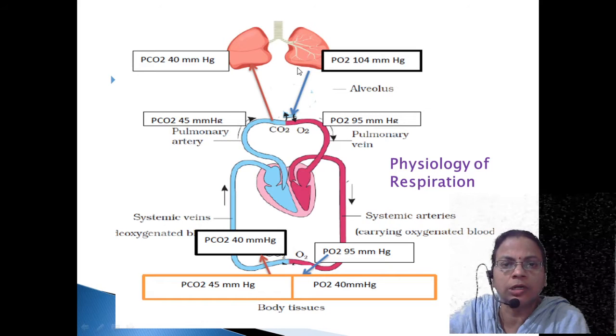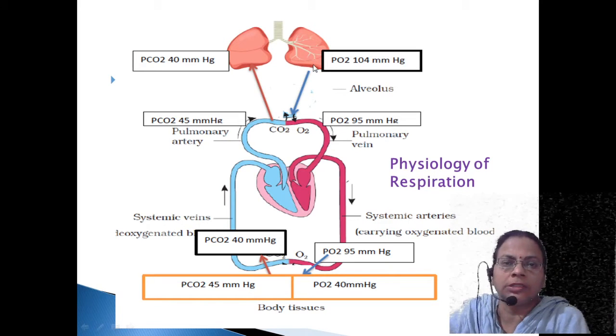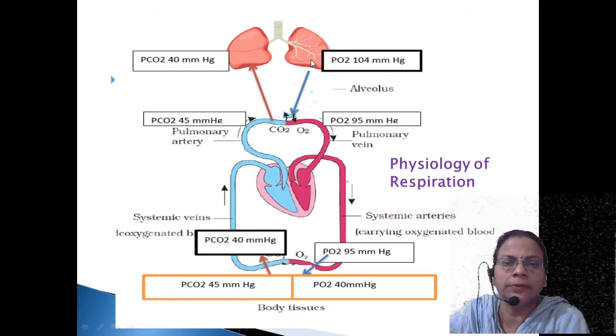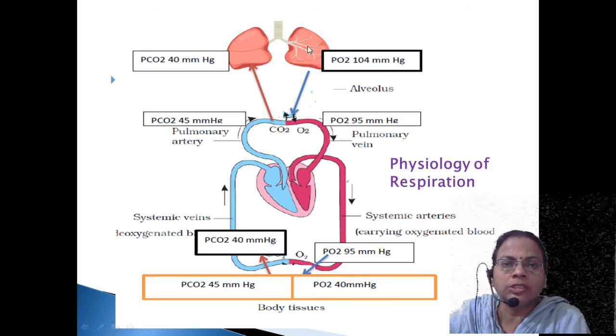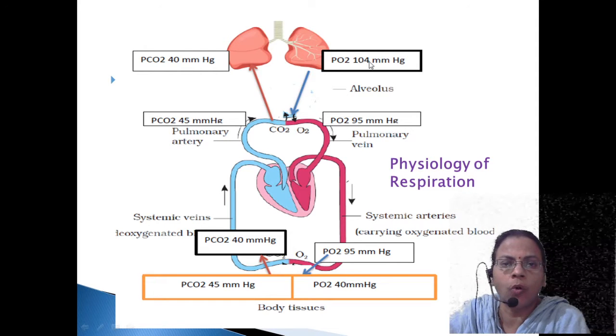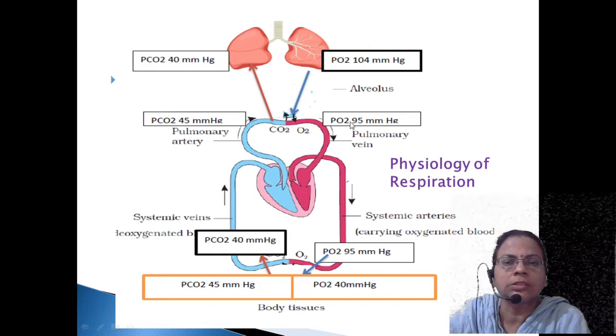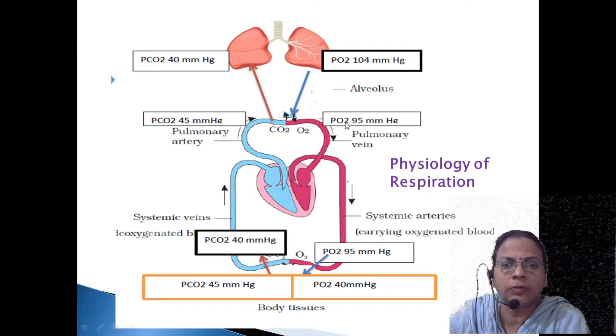Once it reaches the lungs, the alveolus is covered by a very high amount of capillaries. Where there is more oxygen, that is inside the alveolus, 104, and inside the capillaries, that is the blood vessels, the partial pressure of oxygen is only 95 millimeters of mercury.